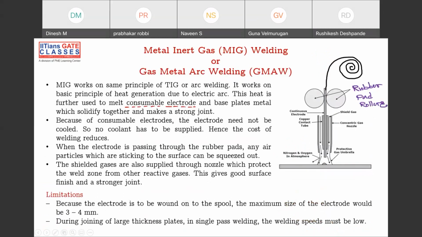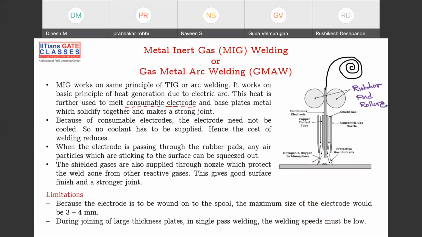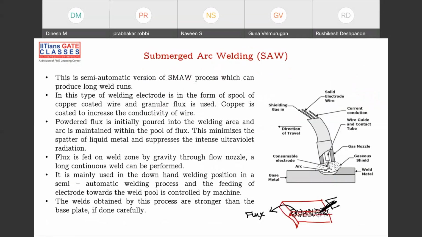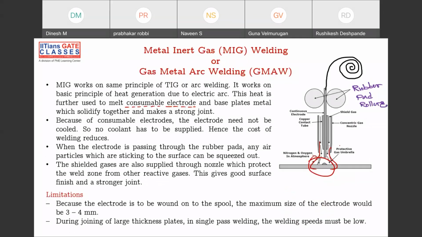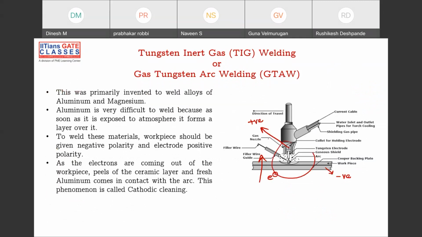Next is nothing but submerged arc welding. Submerged arc welding is a little different from MIG welding. What is that? In MIG welding, we have seen that the protective shielding gas is coming and protecting like this. In the case of submerged arc welding, what is happening? The arc is submerged. In MIG welding, we can see the arc.